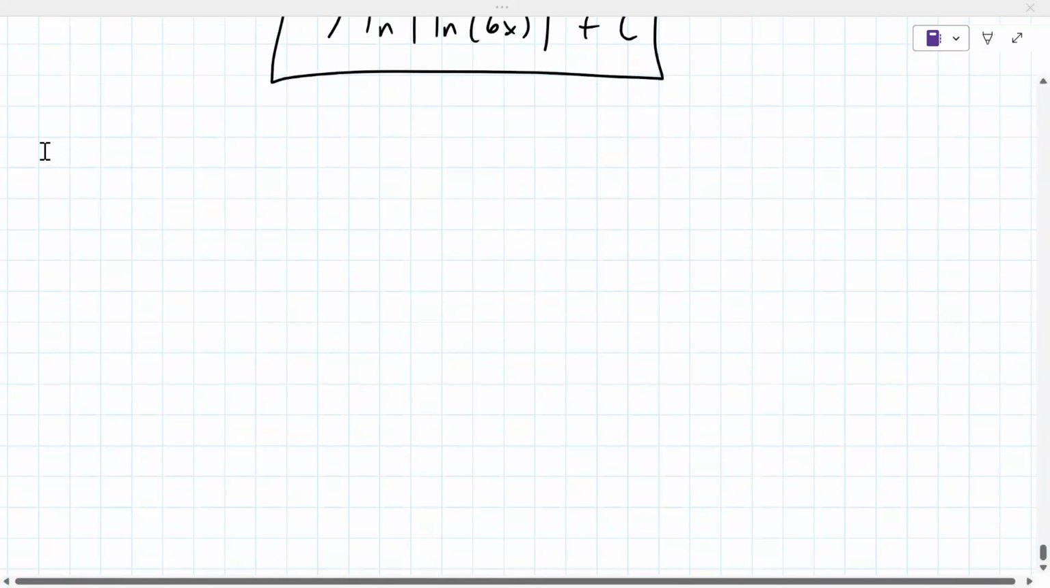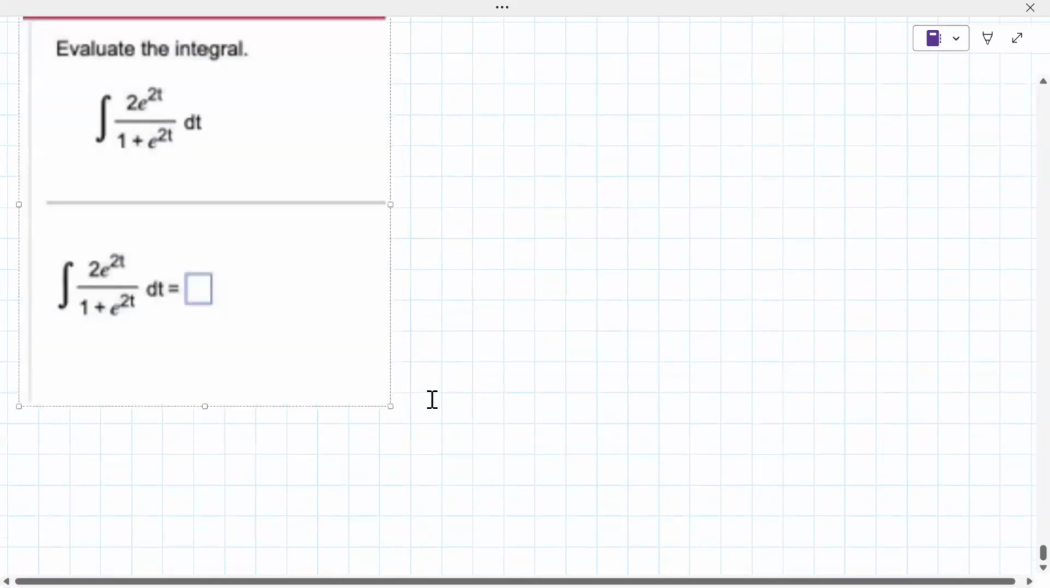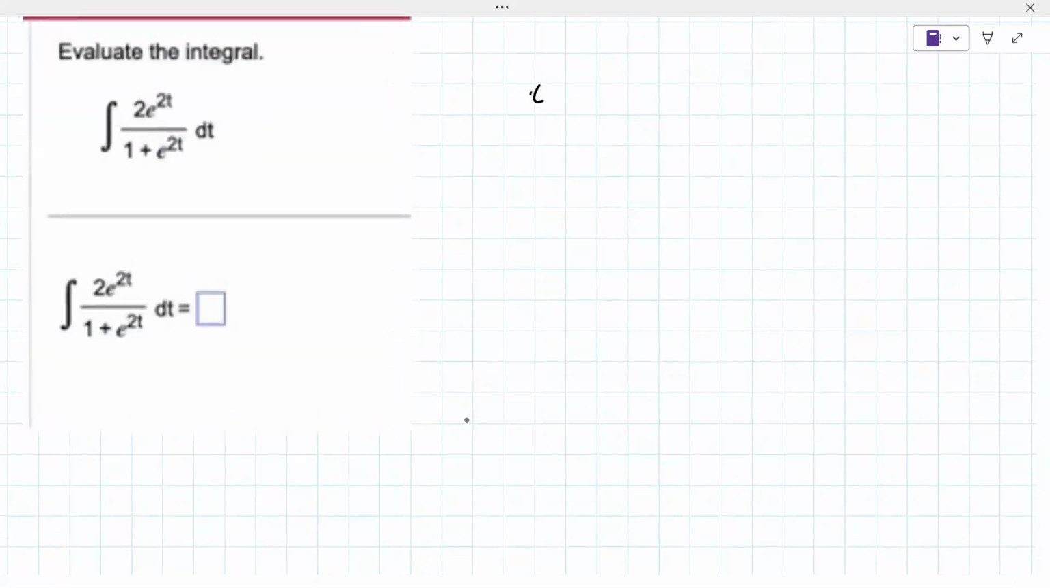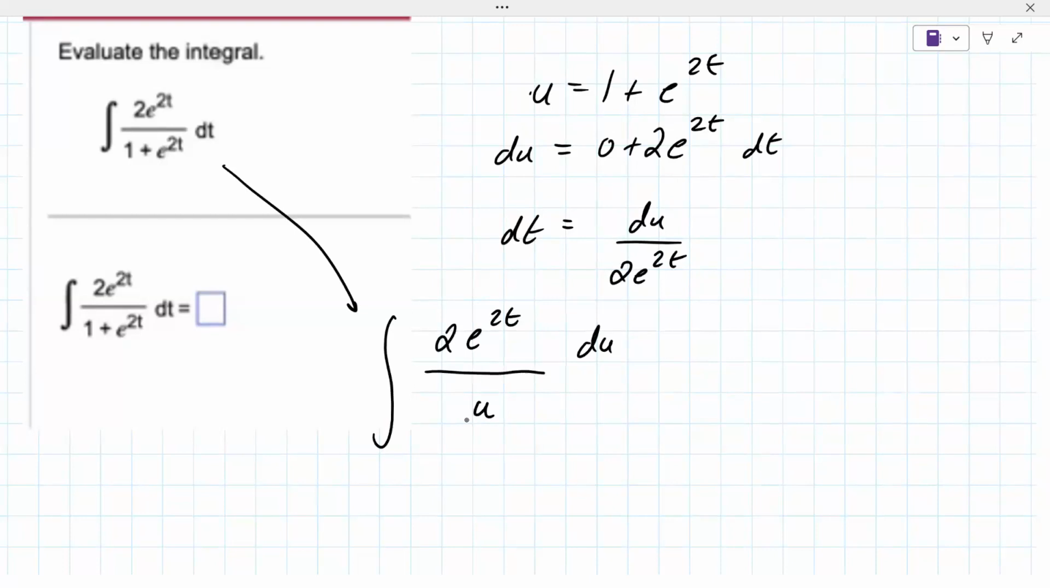Okay. All right. More of the same, kind of like the Halloween that never ends. We have the u is the bottom here. Du is the derivative of 1 is 0. Derivative of e to the 2t is itself times the derivative of the inside function, which is 2. So when you solve for dt, it's du over 2e to the 2t. So we substitute that in here. It's 2e to the 2t over u. dt is du over 2e to the 2t.